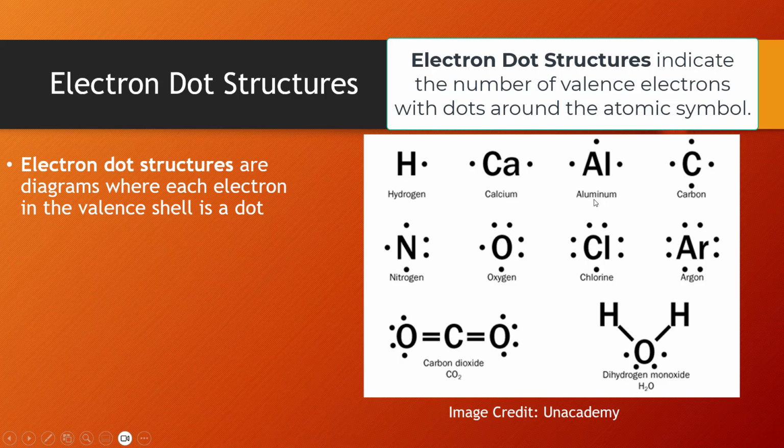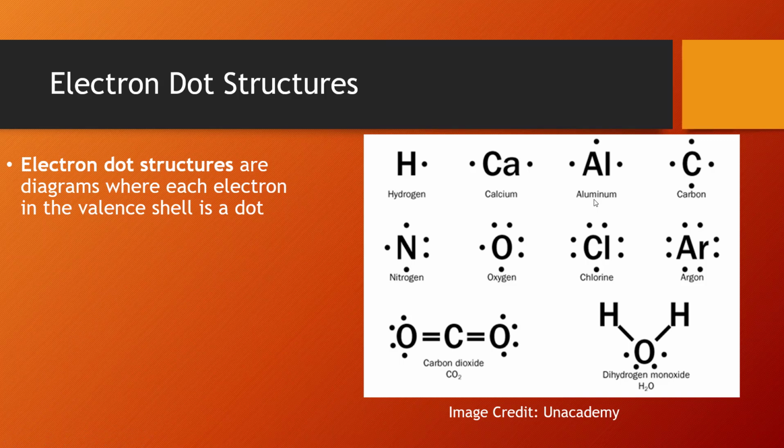We draw these as electron dot structures. So instead of trying to remember how many shells each thing has and how many valence electrons each thing has, we just draw a little dot. Electron dot structures, or Lewis structures, are diagrams where each electron in the valence shell is shown as a dot. Here we have hydrogen with 1 dot, calcium with 2 dots. That means they have 1 and 2 valence electrons, respectively.